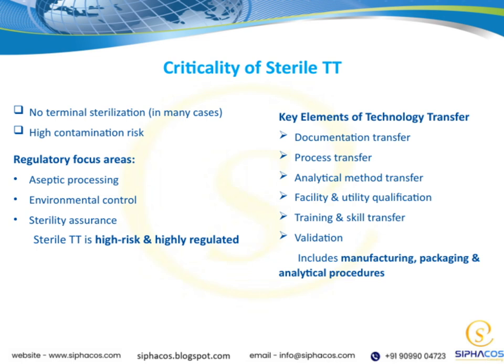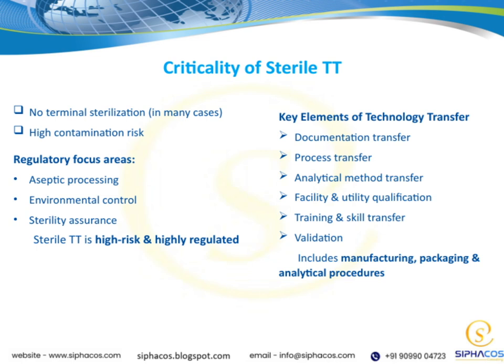Training and skill transfer are equally important to make sure the staff is fully equipped to carry out the procedures correctly. Validation ties all these elements together by confirming that the processes are reliable and produce the desired quality. It's important to note that this includes manufacturing, packaging, and analytical procedures, covering the full scope of production.